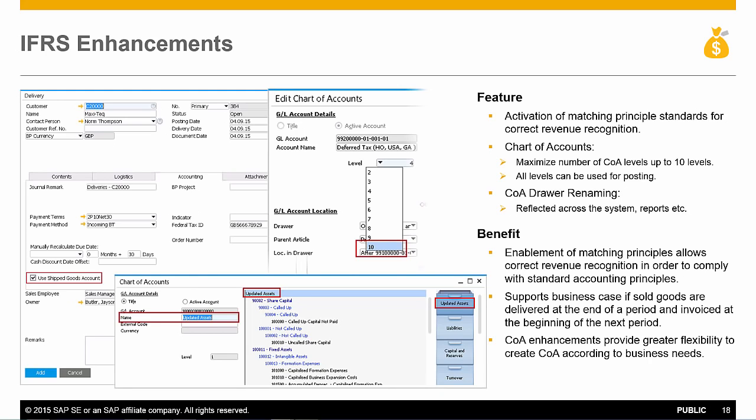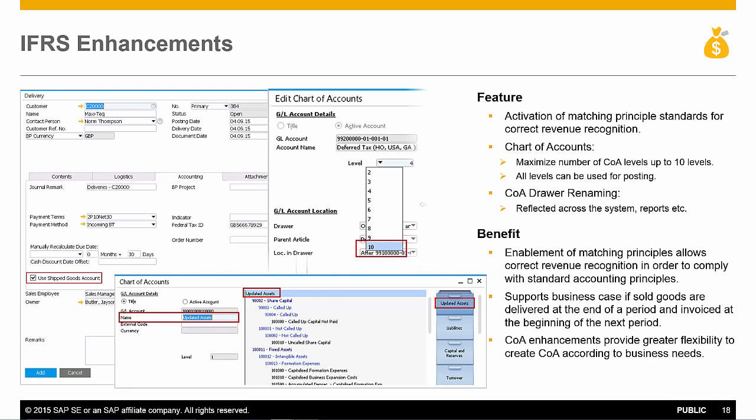We've also maximised the number of chart of accounts levels up to 10 levels, and all of these levels can be used for posting. You also have the ability to rename your chart of accounts drawers, and these will be reflected across the system and all your reports.